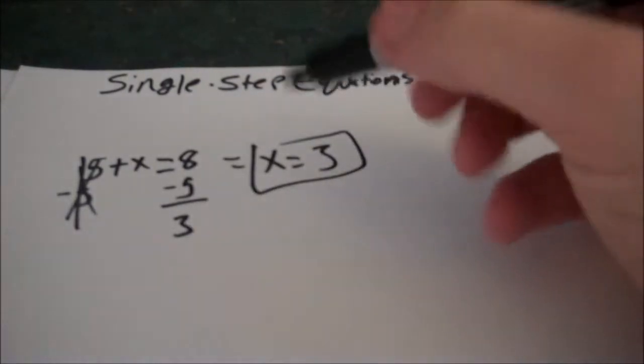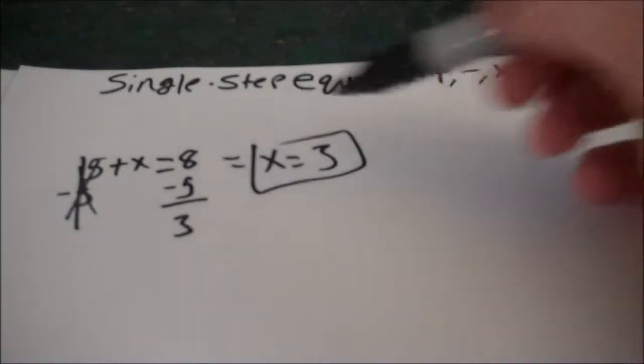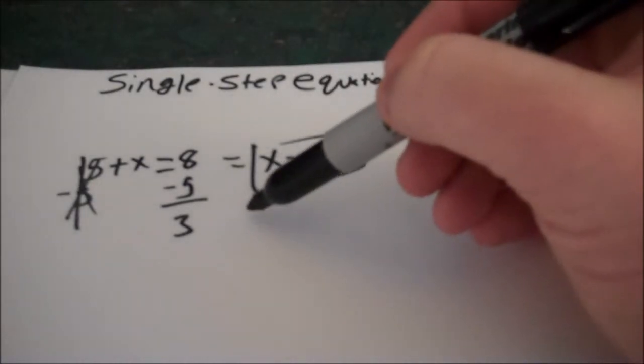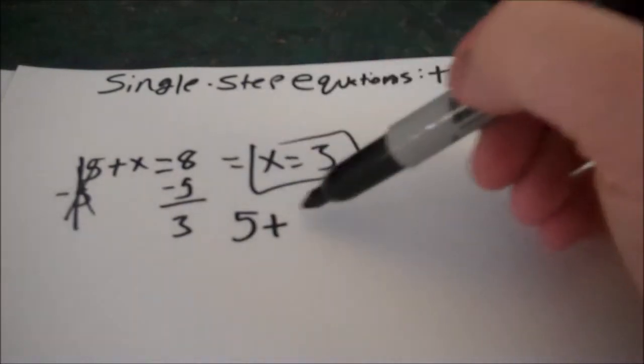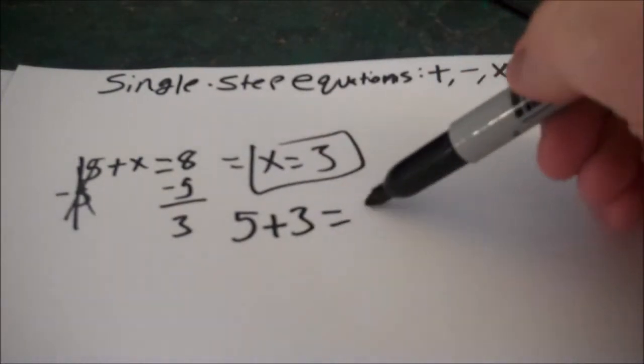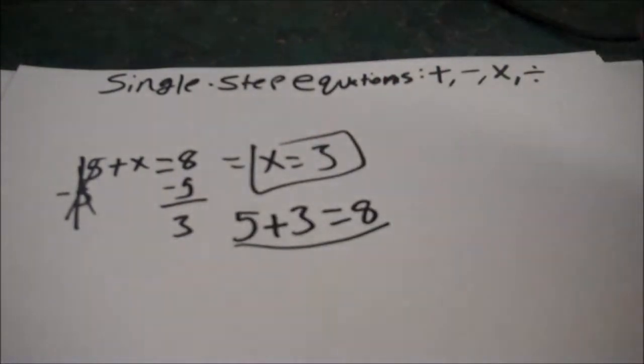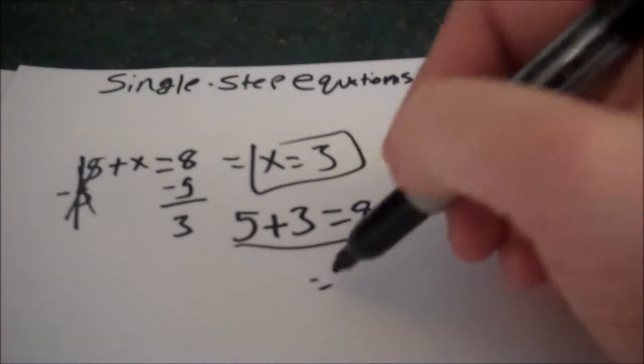And we can check our work by plugging in 3 for x in the original equation. So we would go 5 plus, plug in 3 for x, so 3 equals 8. And that turns out to be true. Simple addition, 5 plus 3 we know equals 8.